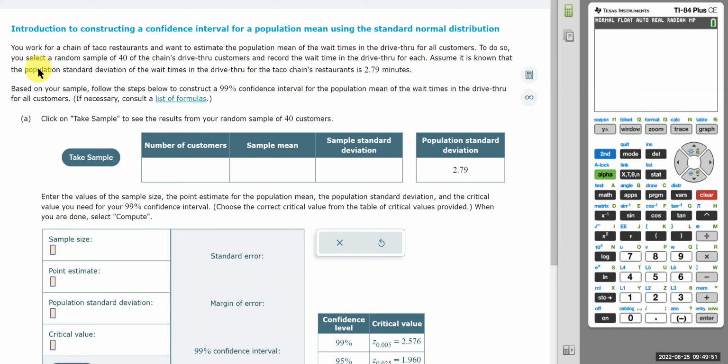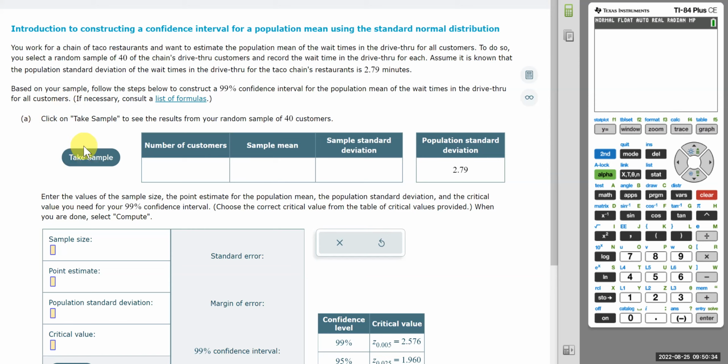So we're assuming that sigma, population standard deviation for customers, is 2.79 minutes. And based on this data that we collect, we're going to construct a 99% confidence interval for the true population mean of wait times in the drive-through for all customers. So this is the process of what we call inferential statistics. We're going to take 40 customers and base our conclusion about the entire population of customers on the results from the 40. All right, so step one is you need to pick your 40 customers.